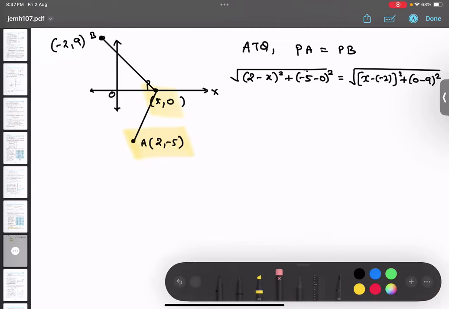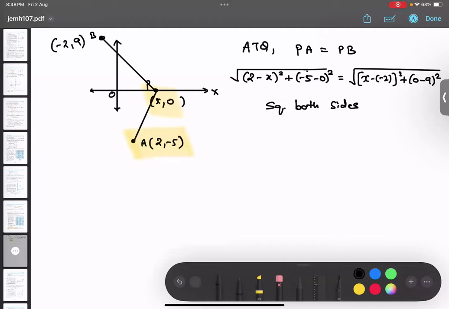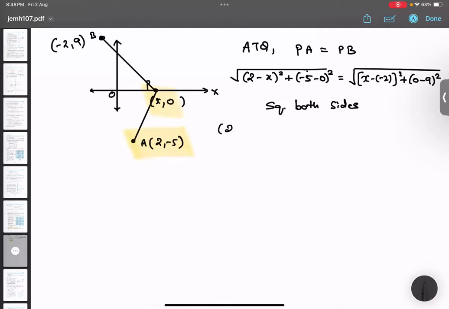So I'm going to square both the sides to remove the root. So what will happen? Root will get cancelled. What I'll be getting: (2 minus x) whole square plus (minus 5 minus 0, which is minus 5) square, that is 25. On the other side, (x plus 2) whole square plus 9 square, which is 81. Any doubt in this step?